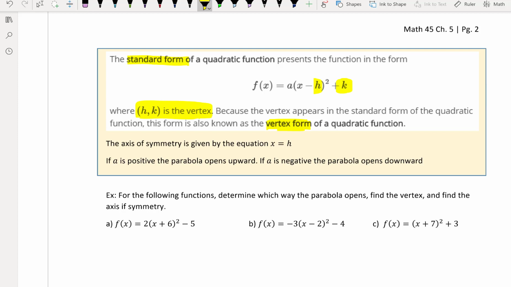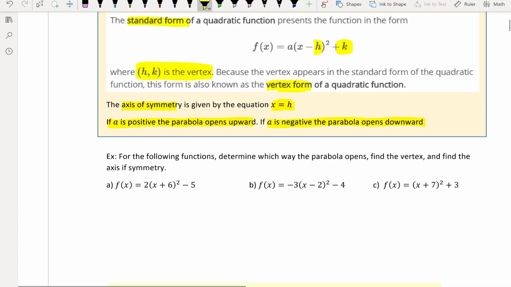We also know that the axis of symmetry is given by the equation x equals h. I also know that if a is positive, it opens upward. If a is negative, then it opens downward. So look at the example below. It says for the following functions, determine which way the parabola opens, find the vertex, and find the axis of symmetry.